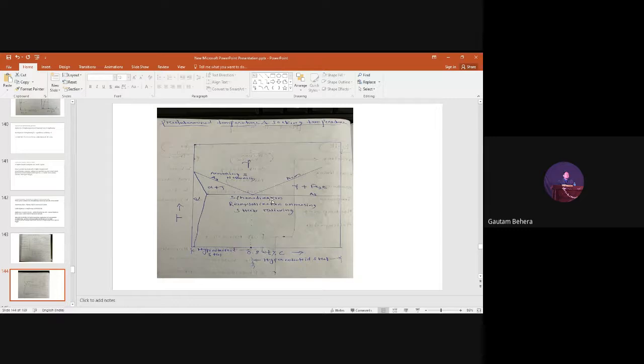But if you are doing process annealing, recrystallization annealing, or stress relieving annealing, then the temperature should be below A1. You have to remember that. That means we do not have to heat the steel above this. So now, can anybody tell me, in process annealing, recrystallization annealing, and stress relieving annealing, will phase transformation be there or not?